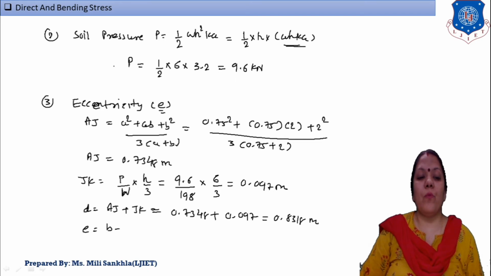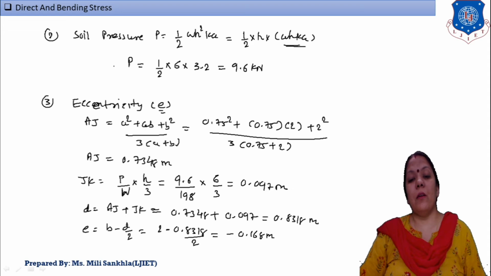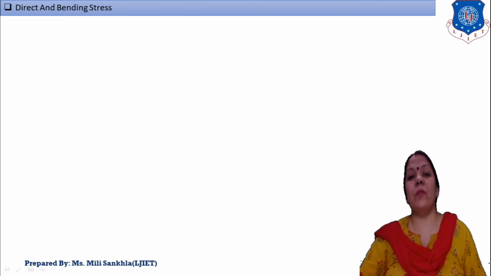Now what is E? E is equal to B by 2 minus D. B is given as 2, and we found D is equal to 0.8318, so E is equal to 2 by 2 minus 0.8318. Now my eccentricity E for this first case, the retaining wall full with soil, is minus 0.168 meter. The eccentricity answer is negative, that means the direction of our maximum stress will be changed.